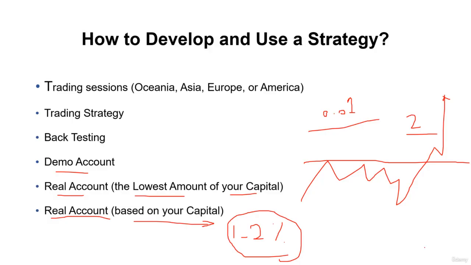It means, for example, if you have $1,000, okay, $1,000, so you can just risk for $20 only. Okay, so this is the amount of risk you can take.